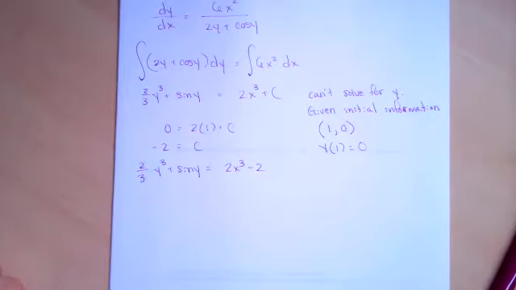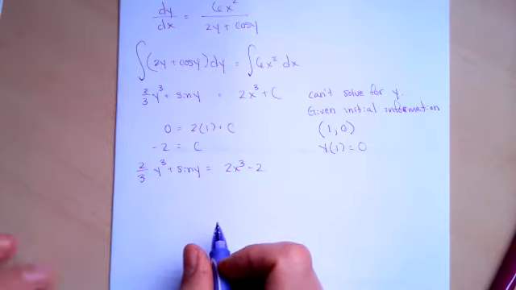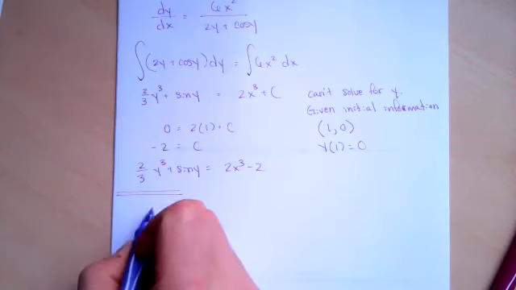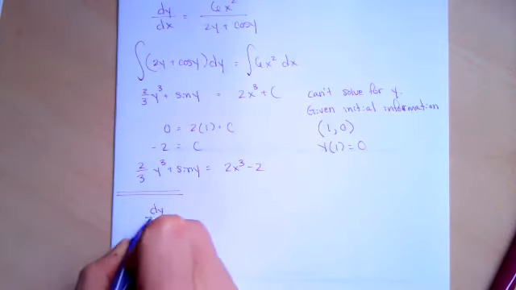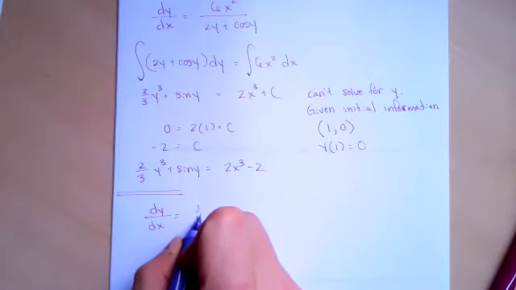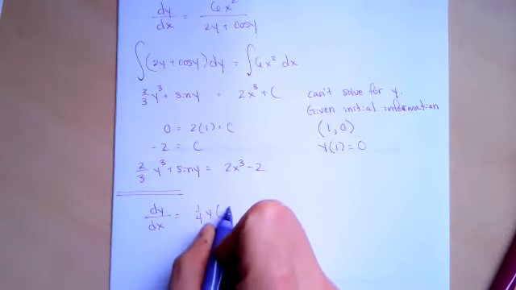Let's see. So some other ones we've done, or at least seen. Let's do this one. So this one came up on our vector field matching equation. dy/dx is 1/4 y times 4 minus y.